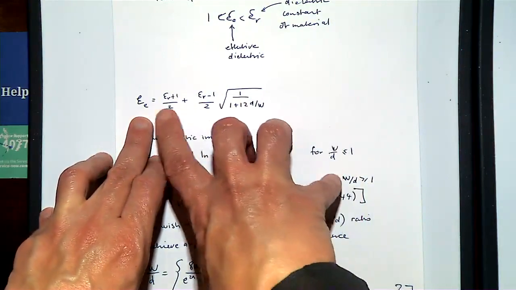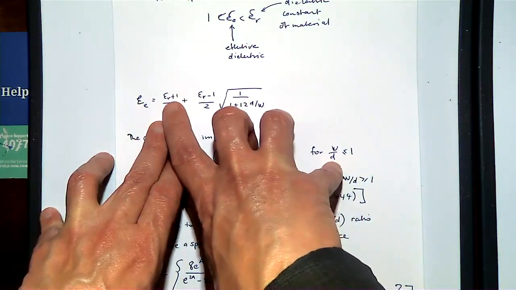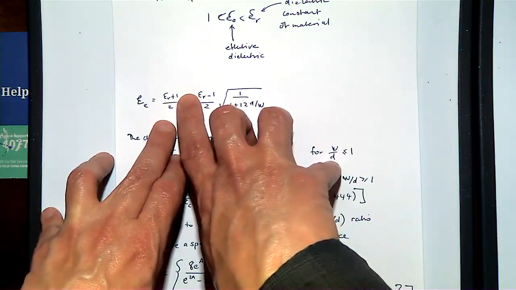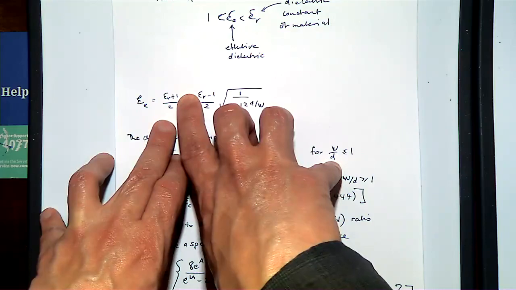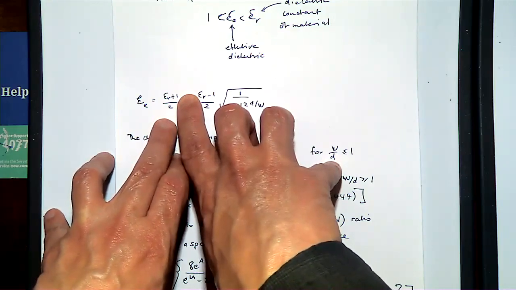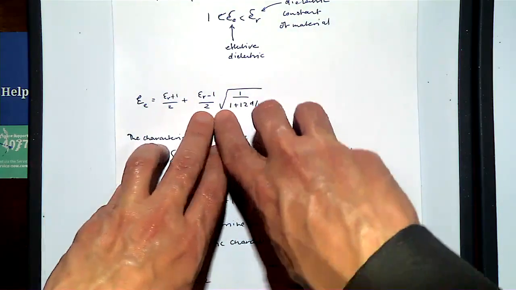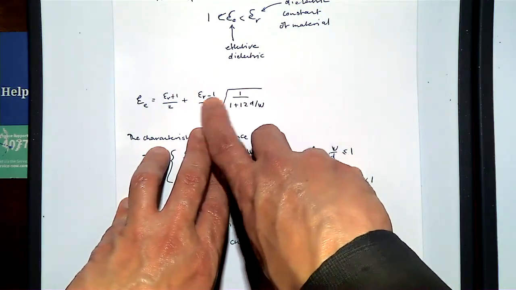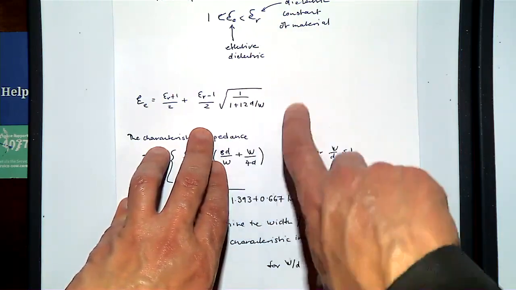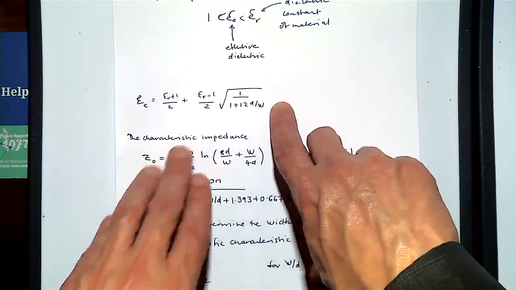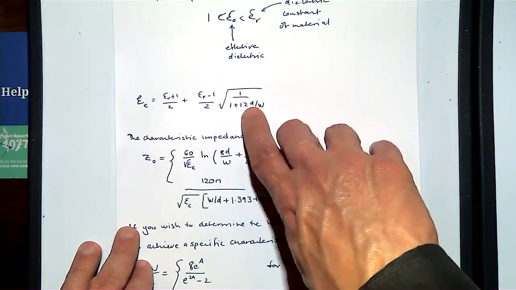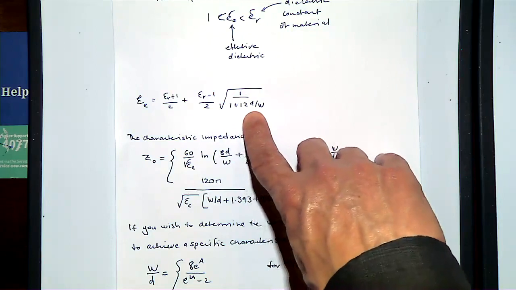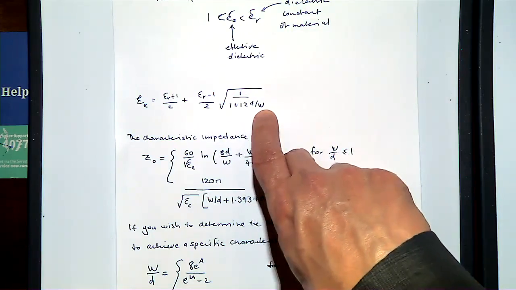And essentially, the effective dielectric constant is equal to the relative dielectric constant of the material plus 1. Where does the 1 come from? Yeah, perfect. All right, and we're averaging. And then likewise here, there's also the relative dielectric constant minus 1 divided by 2, and the square root of this function in here, which is written in terms of the thickness of the dielectric slab to the width of the conductor.